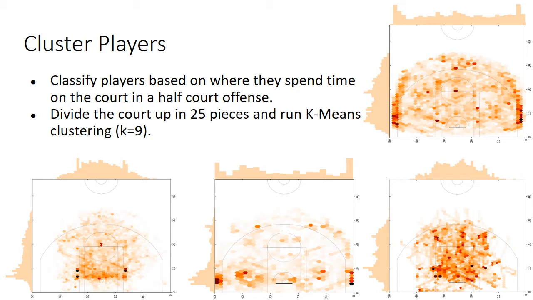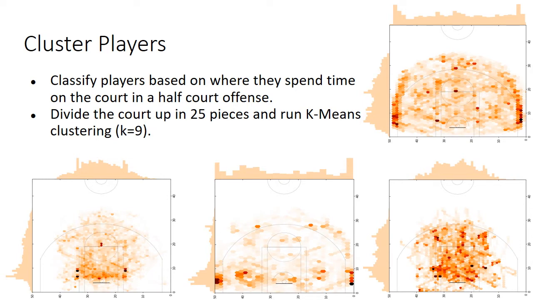So what algorithm did I use to classify these players? I basically looked at where they spend time on the court, specifically in a half-court offense. You can take the points in time where every player on both teams is within about 30 feet of the basket, and you can assume that's a half-court play. From there, you can divide the court into 25 pieces and figure out how much time each player spends in a specific part of the court. And then we see how many clusters that falls into using k-means.